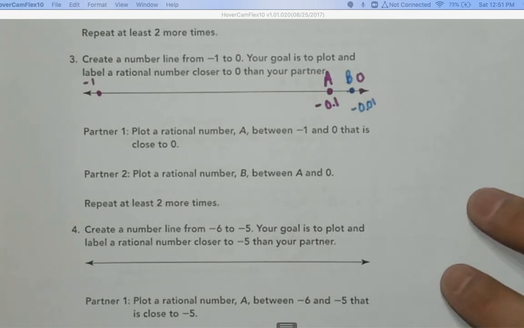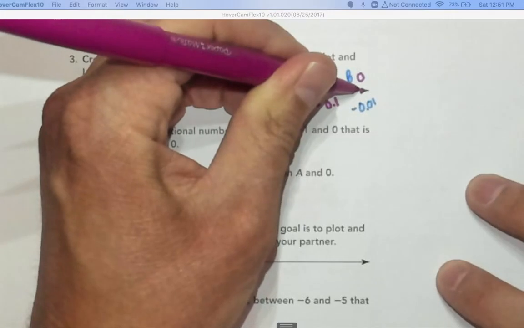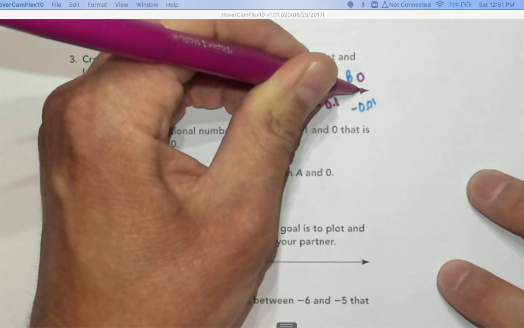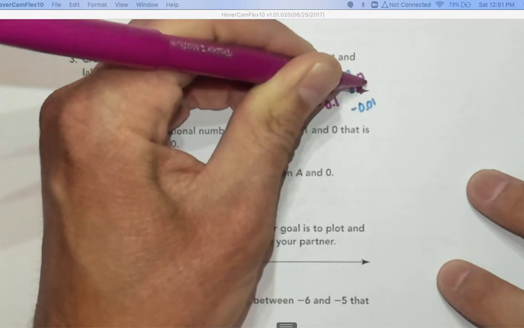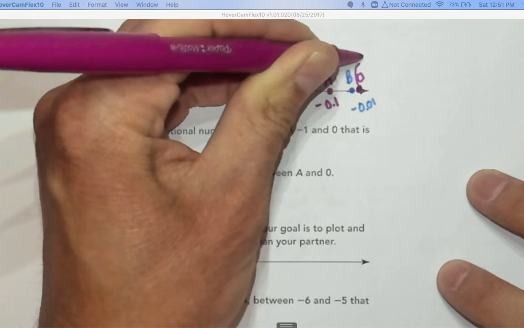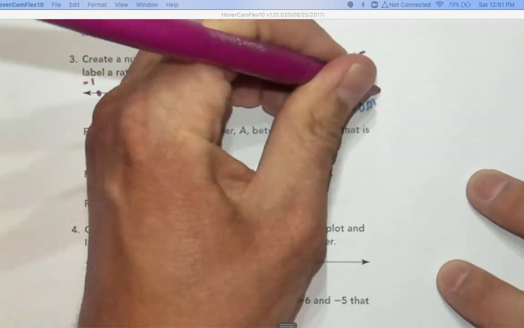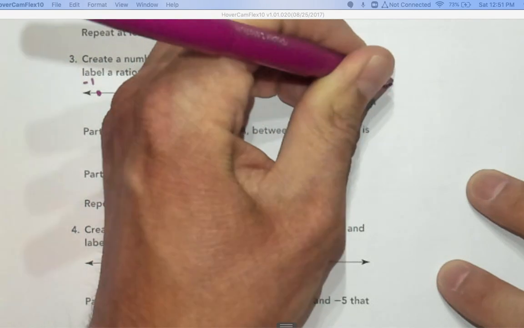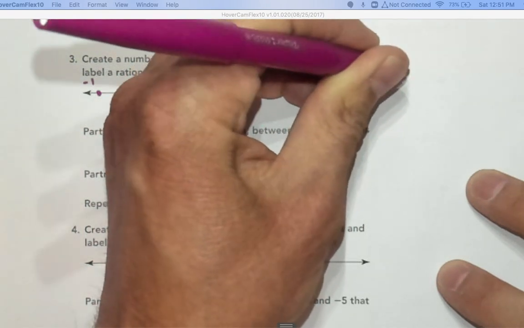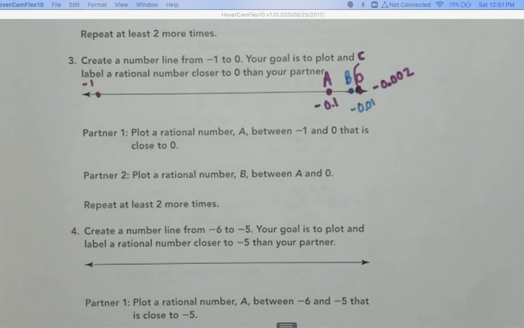Agree. Then I need to get closer here, and mine is going to be right there, point C, and it's going to be negative 0.002. It doesn't have to be the same number all the time, but this is -2 thousandths. And so that's closer to 0. And now you have to go again.